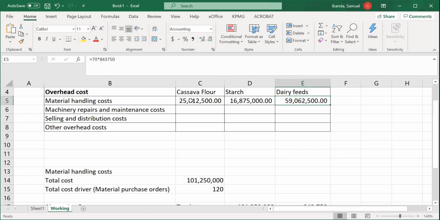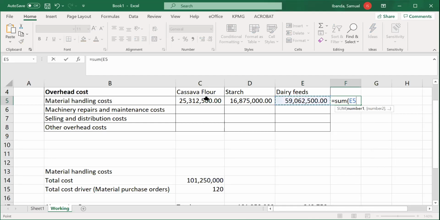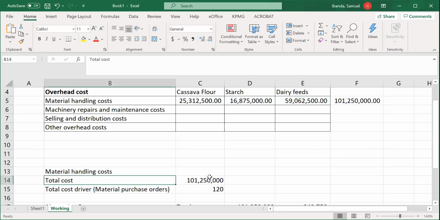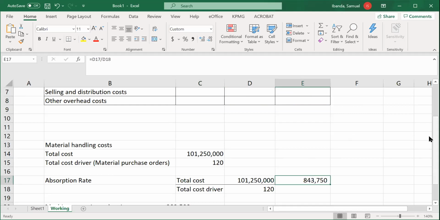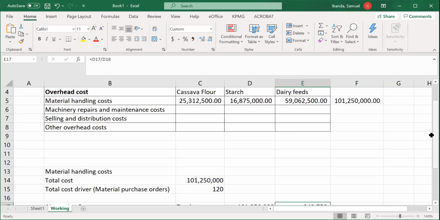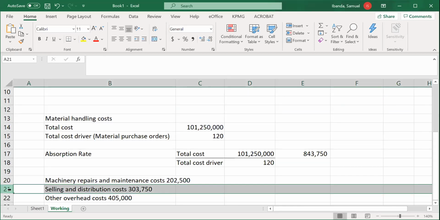So I want you to observe something small. This is how we've allocated them under cassava flour, starch, and dairy feeds. When you add these values, you realize that they will come back to your total material handling cost. So this has just been a way to allocate them across the respective products. So basically here, you're multiplying the cost driver value times the cost driver rate. That's what we are going to do even for the rest of the others. It's better for you to confirm there to know that you've done the right things.